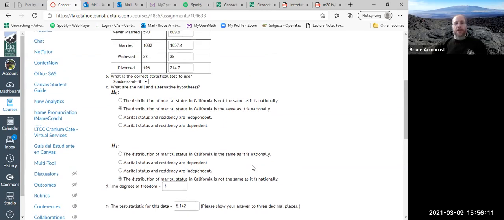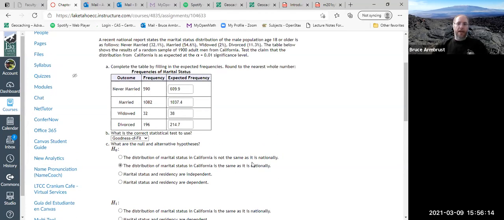All right, so goodness of fit, one of the uses of a chi-squared test, and it works pretty well.